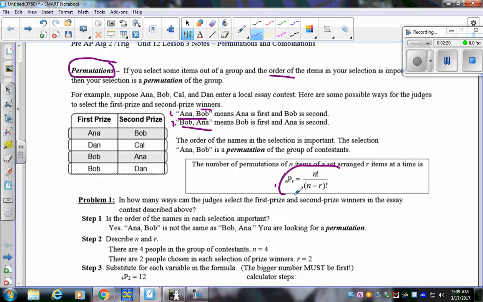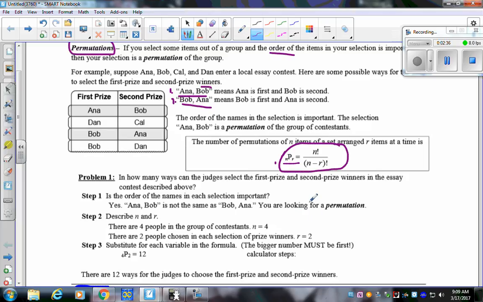Now, a couple things to point out. First of all, this formula is on your formula sheet for the SOL, so you don't need to remember it. Okay. There also is a shortcut on the calculator, so we'll get to that shortly, but I want you to understand the formula so you know what's going on.